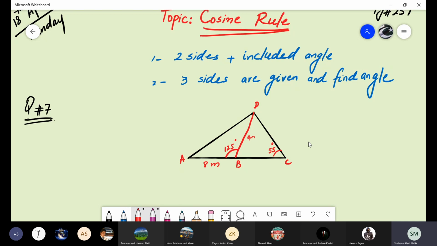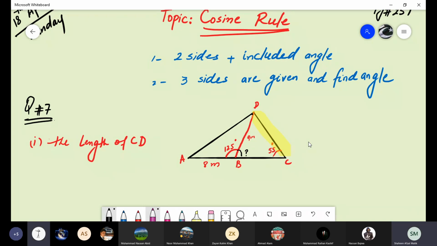The very first thing you have to find out is the length of CD. Which side is CD? This is CD. BD is already given to you, but we want to find CD. If we have this angle, then we can find the side easily. Look at this one, boys. Can we find this part of the angle?